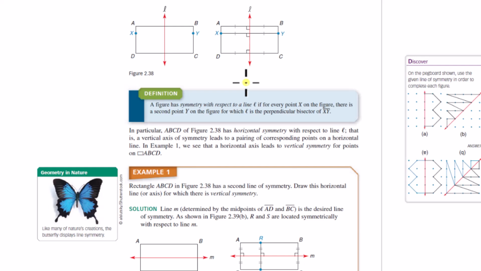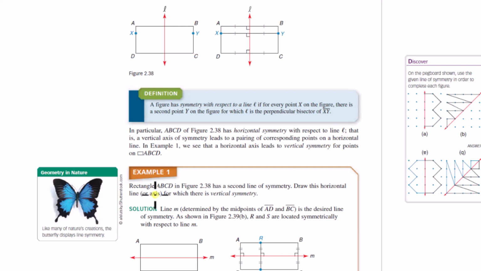So you can have symmetry of a figure with respect to an axis. But then from there, the way you classify the nature of that symmetry is in the direction that's perpendicular to that axis, because that's how all of the points are corresponding. That's why the nature of the symmetry is in the direction perpendicular to the axis.